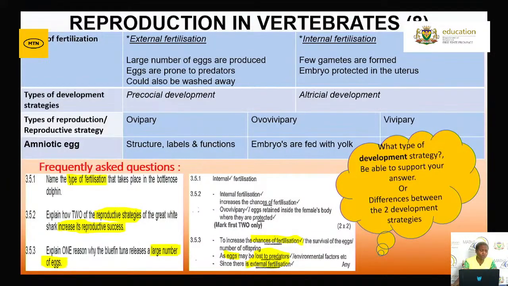Now we are moving to our topics. Reproduction in vertebrates, as I have said, will be out of 8 marks. So please remember the types of fertilization under reproduction in vertebrates.